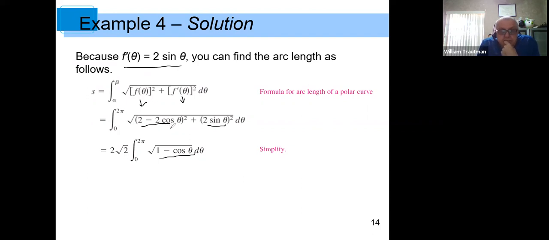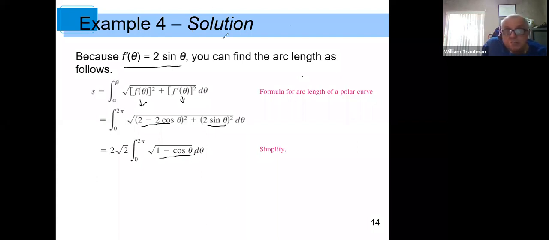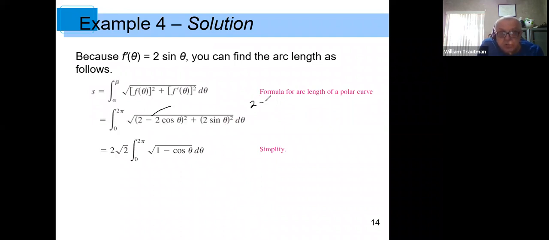Well, you have to simplify that whole thing. I don't know. Do we want to do it? Give me a second. Okay, let's try this. Let's multiply this out. 2 minus 2 cosine theta times 2 minus 2 cosine theta, plus 4 sine squared theta. So this here, I square the 2 and I square the sine, and this is what I got.